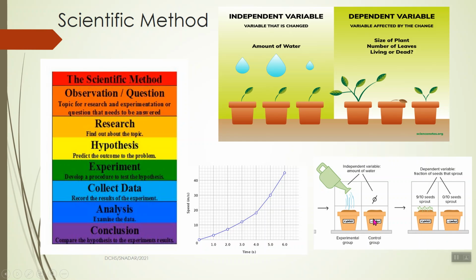And again, the independent variable goes on the x-axis, the dependent variable goes on the y-axis. And another way I would explain it is the independent variable is the cause, which is the water. The dependent variable is the growth of the seeds, which we count as the number of sprouts coming in.